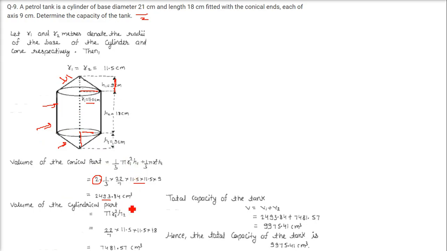When we come to the cylindrical part, it will be pi R square H, with the radius and the height 18. So pi R square H is going to be 7481.57. And we just have to add these two, and this is going to be 9975.41 centimeter cube. This is the total capacity of the tank.